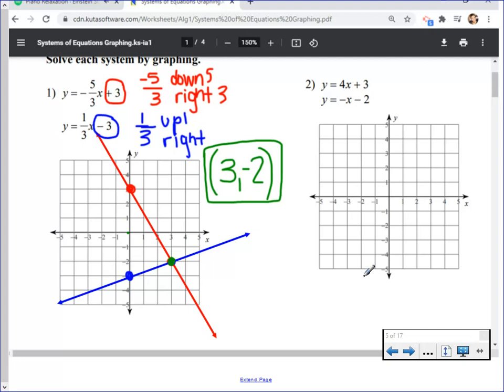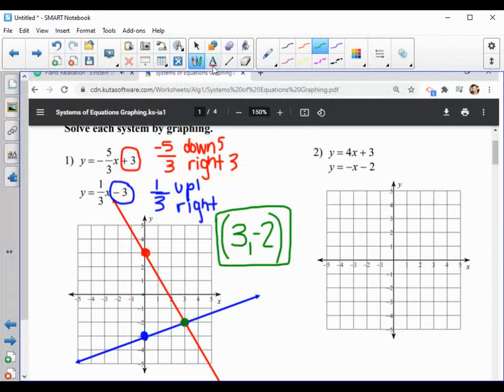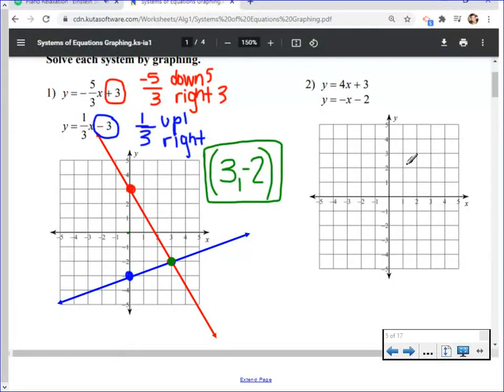So this is one way you can solve a system of equations. There's 3 ways you can do it. This is the first way, and this is if you have y equals mx plus b equations for both. So now we're going to do number 2. Same thing, they're just different equations. We're going to look at our top one first.